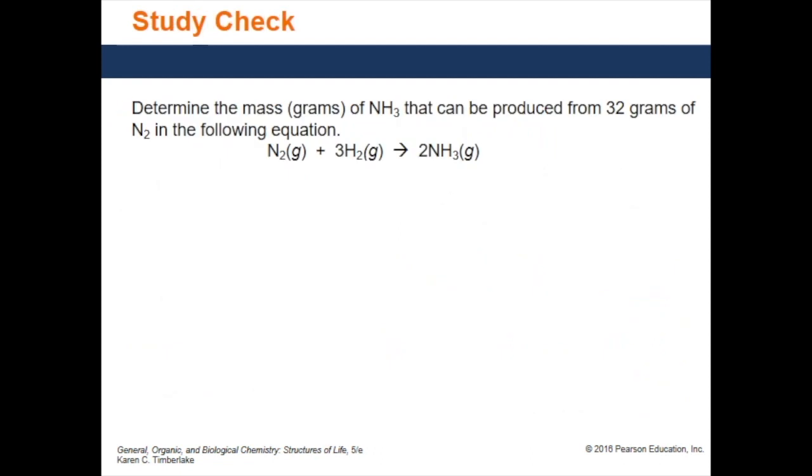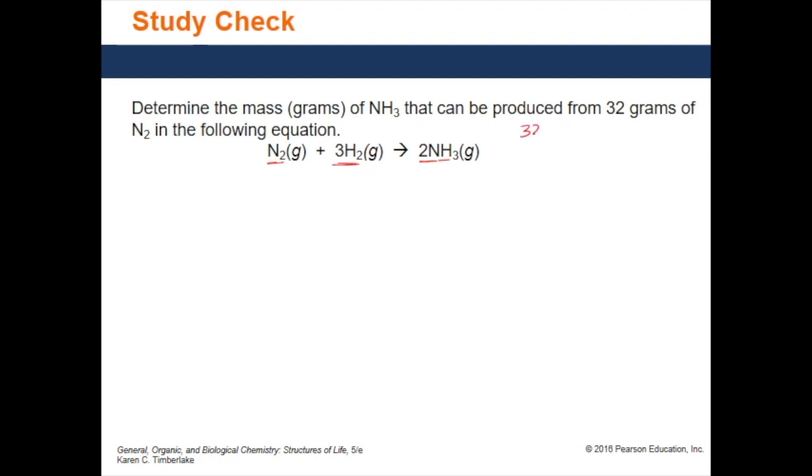Let's try this question. Determine the mass of ammonia that can be produced from 32 grams of nitrogen in the following equation. So this is our reaction that is given to us. Let's first confirm if our reaction is balanced. How many nitrogen? 2. How many nitrogen? 2. How many hydrogen? 6. 3 times 2. How many hydrogen? 3 times 2 is also 6. So reaction is balanced.